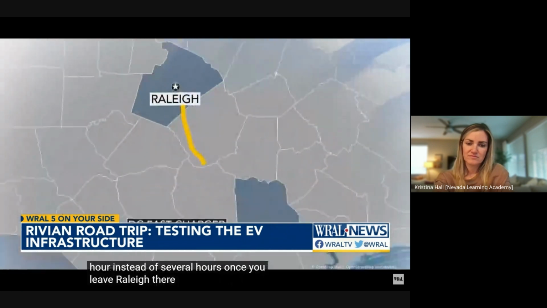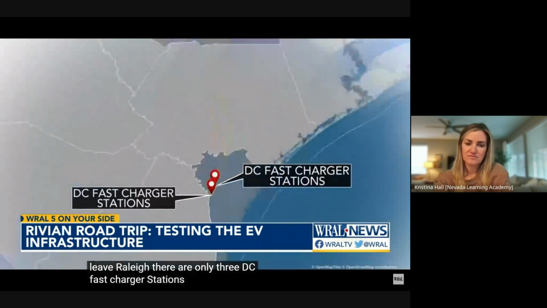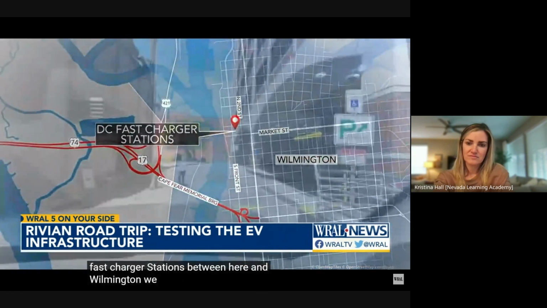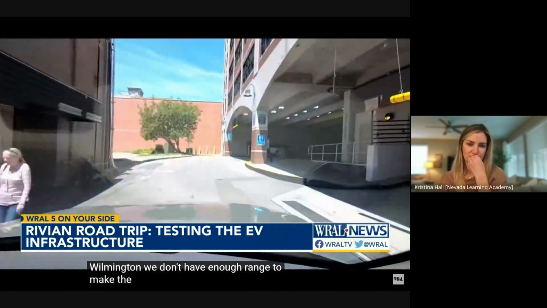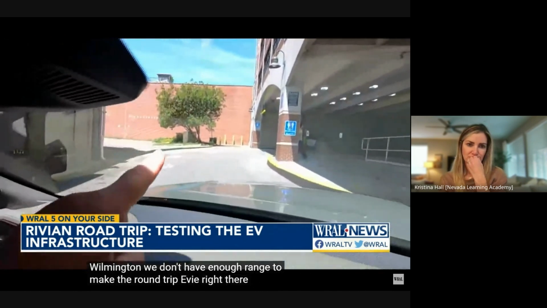Once you leave Raleigh, there are only 3 DC fast charger stations between here and Wilmington. We don't have enough range to make the round trip. EV right there. Yay!